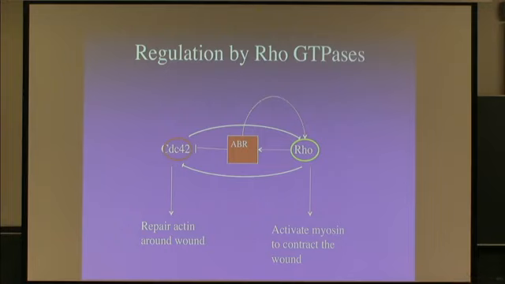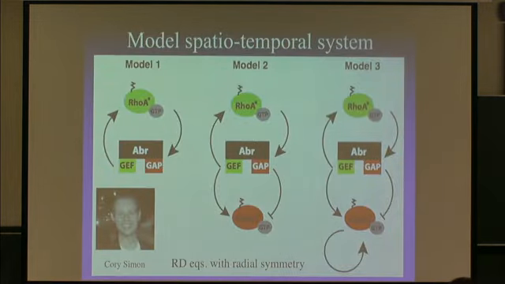So these two types of proteins, CDC42 and Rho, interact with one another through some kind of mutual inhibition, and there's some other protein that activates Rho, etc. And I've already mentioned that they both help to repair the wound, either by recruiting actin or activating myosin contraction. So very briefly, Corey Simon, then a PhD student with me, hooked together a bunch of different models to try and understand how these beautiful bands can form and self-segregate around the closing wound.